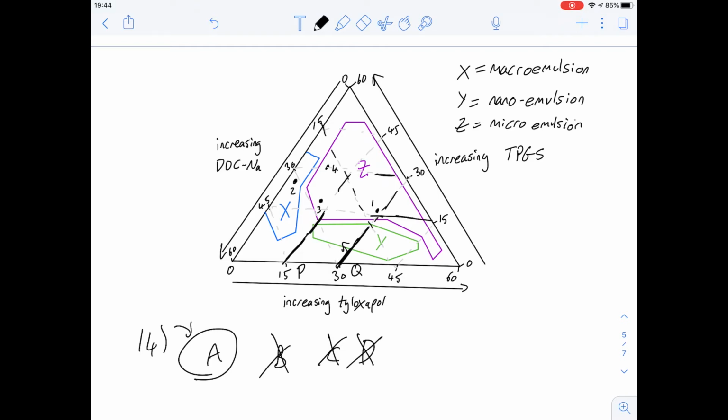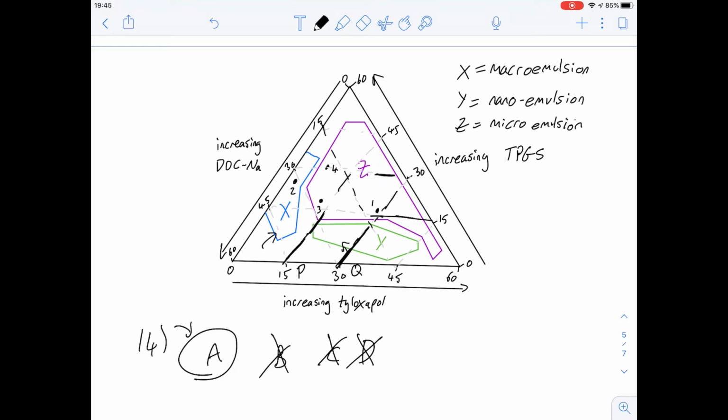A obviously could be right if you read the first part of it. It says P must be a microemulsion, and because it goes up into the Z region, we know that's going to be true. But it says that Q must be a macroemulsion, and because it's nowhere near this X region here, that is certainly not going to be the case.